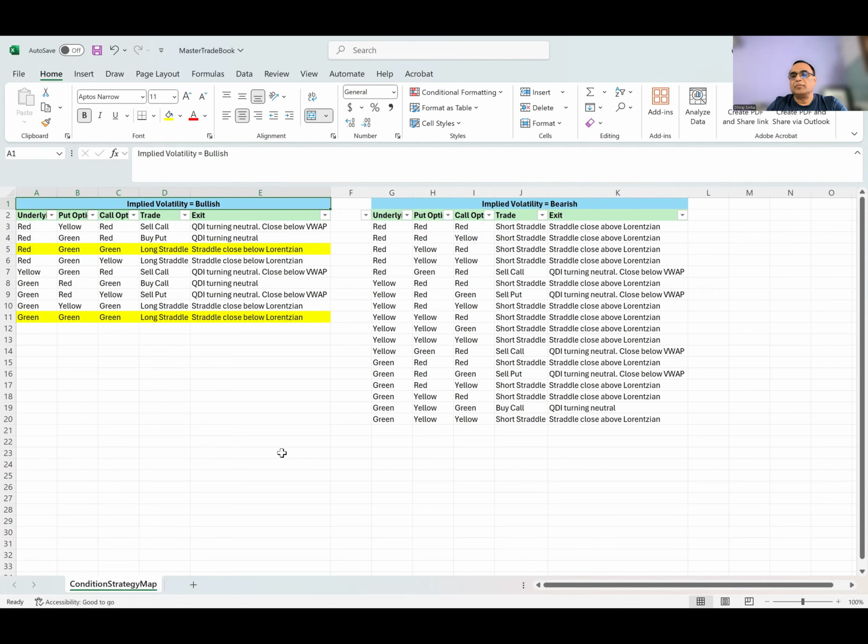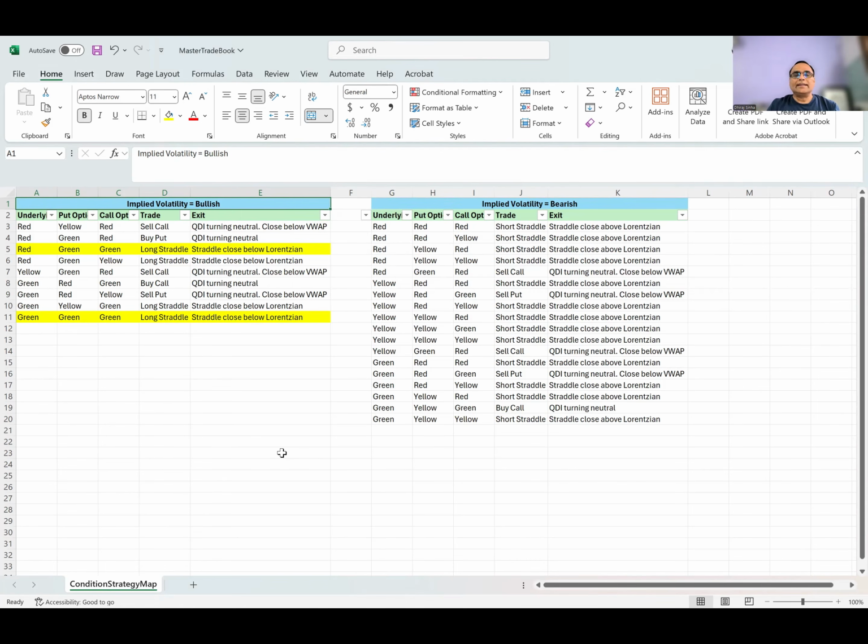Because Nifty can be bullish, bearish, or sideways. Put option can be bullish, bearish, or sideways. Call option can be bullish, bearish, or sideways. So essentially 3 into 3 into 3, 27 combinations are possible. But based on my experience, I have narrowed it down and eliminated certain combinations which either won't happen, or even if they happen once in a while, I don't want to trade.